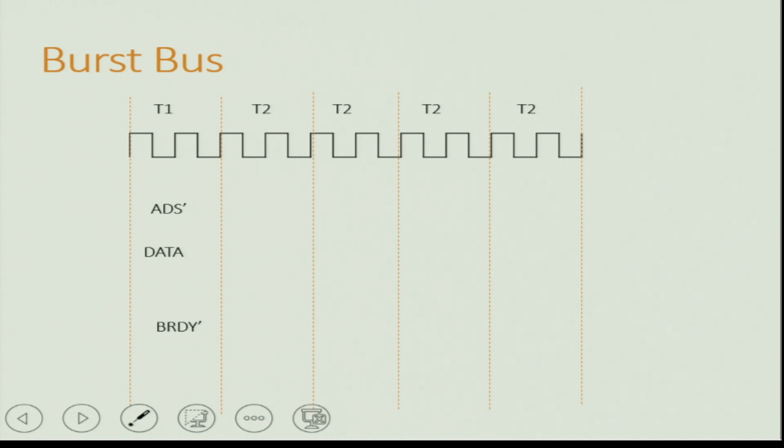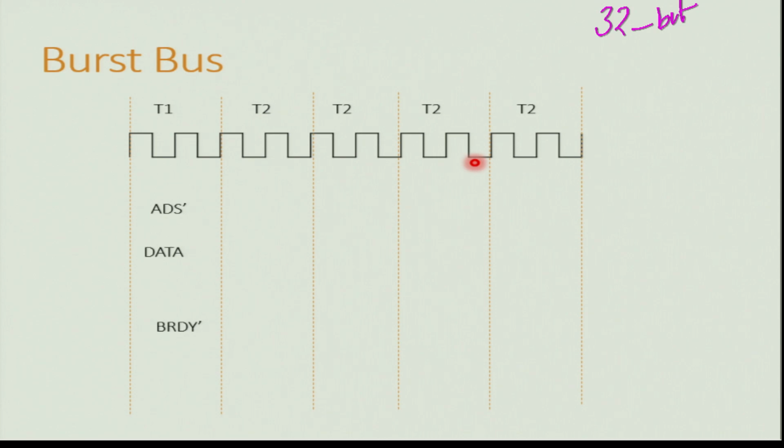So burst transfer, as I said, takes place within 5 clock cycles. Within 5 clock cycles, 4 words of data will be transferred. When I'm talking about word here, I am talking about a 32-bit data. So 4 32-bit data will be transferred in 5 clock cycles. So these are the 5 clock cycles, T1 and 4 T2s.